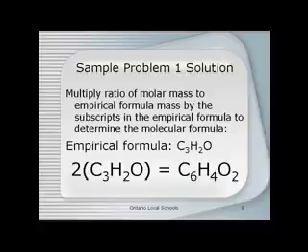So our empirical formula is C3H2O. We multiply each of those subscripts by 2, and we get, for our molecular formula, C6H4O2. How'd you do?